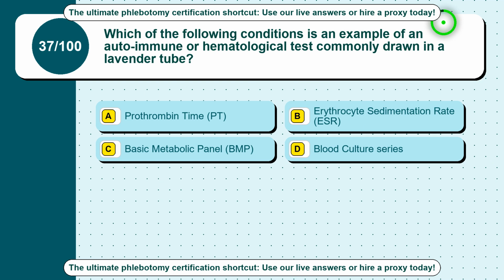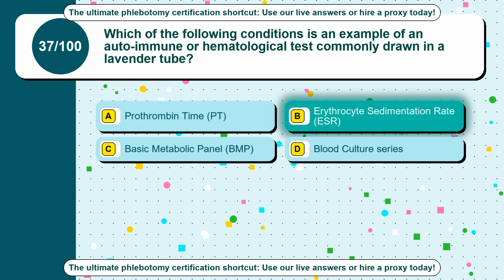Question 37. Which of the following conditions is an example of an autoimmune or hematological test commonly drawn in a lavender tube? Option A, prothrombin time, patient. Option B, erythrocyte sedimentation rate, ESR. Option C, basic metabolic panel, BMP. Option D, blood culture series.